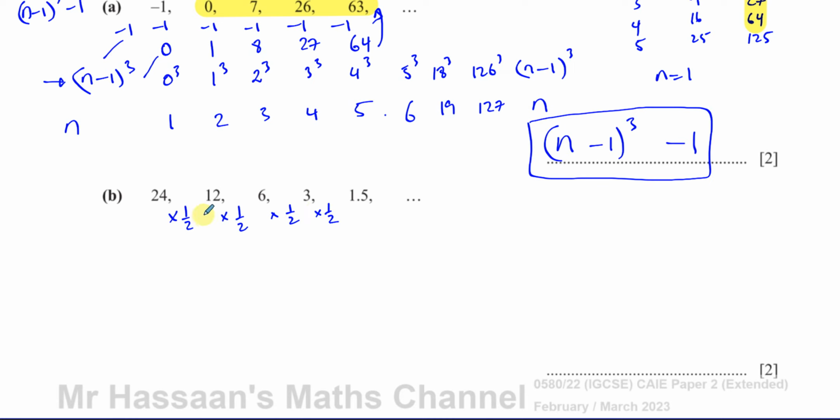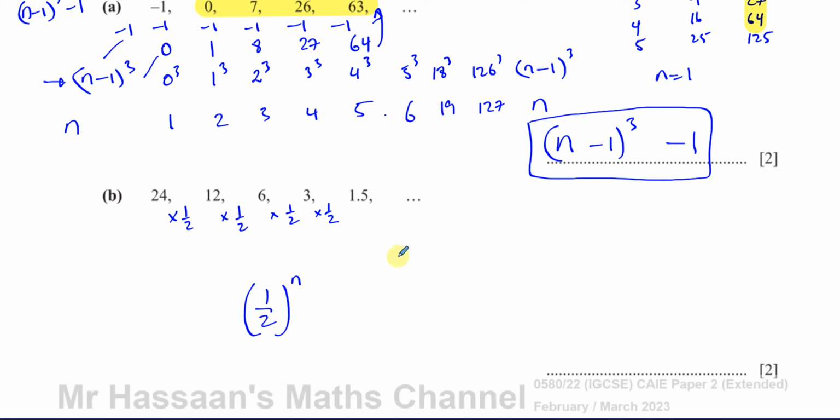So when you have to multiply by the same number each time to get to the next term, that means it's got something to do with an exponential sequence where it's going to be related to that number that you multiply to the power of something. It's going to be something to do with this.